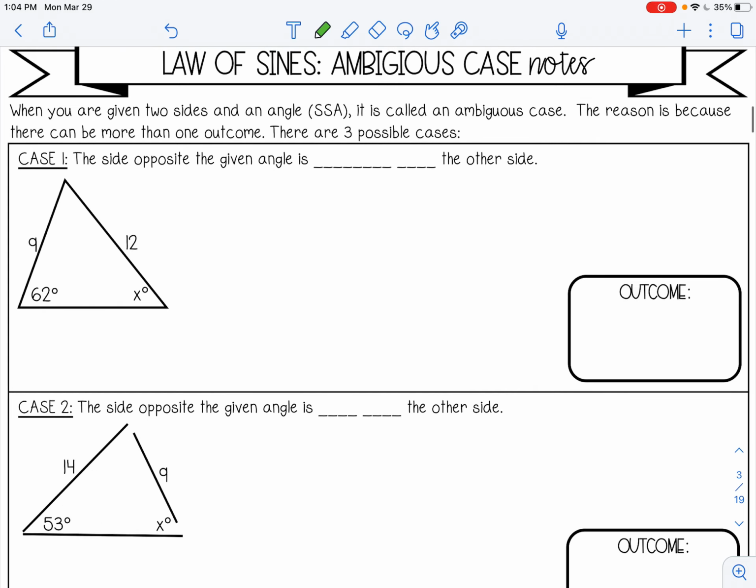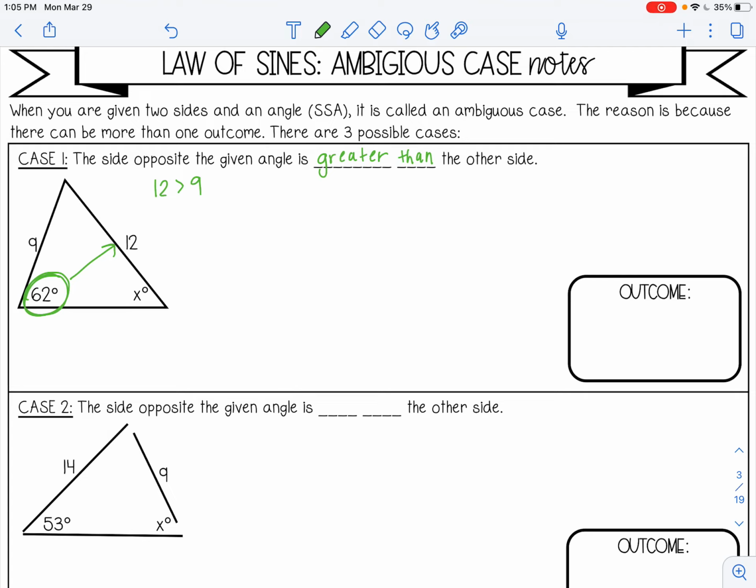The first case is when the side opposite the given angle, so what I mean is, here's my given angle, 62 degrees. Here's its corresponding side, the side opposite of it. It is greater than the other side that we're given, which is 9. So 12 is greater than 9.